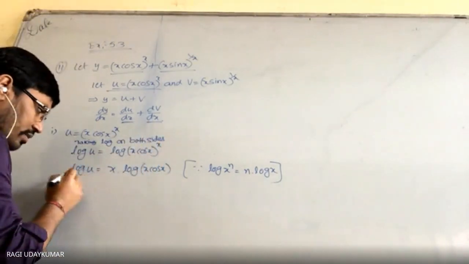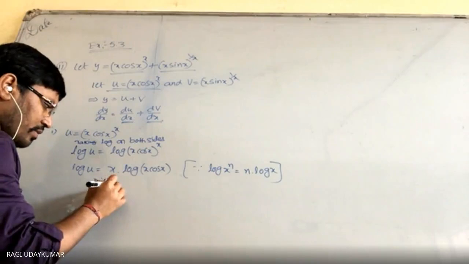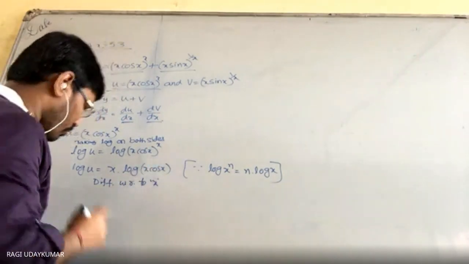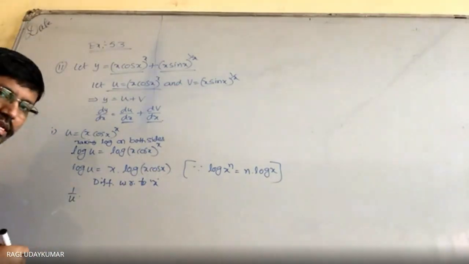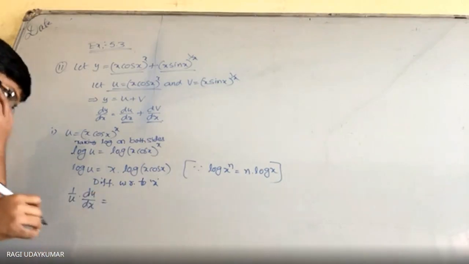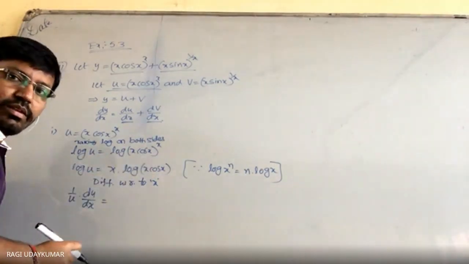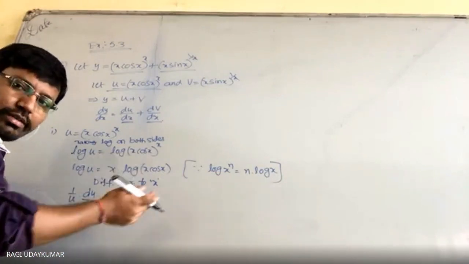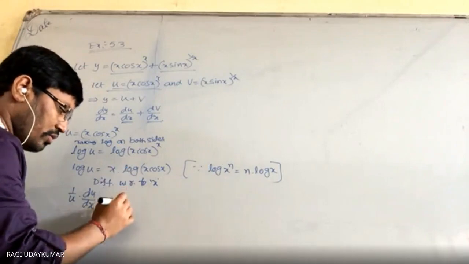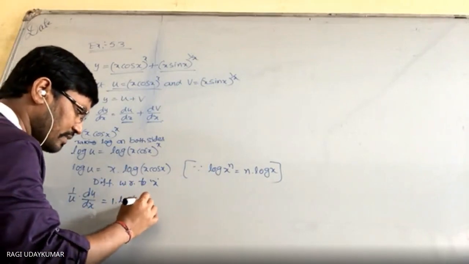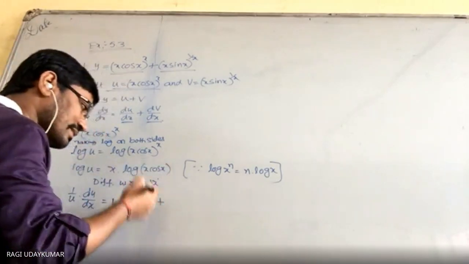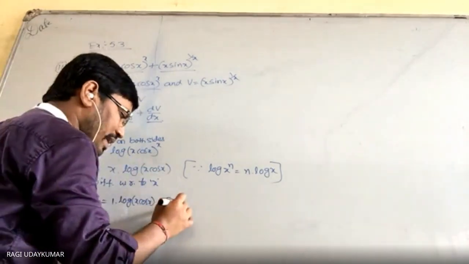So now what do you get here? Differentiating with respect to x. We get 1 by u, du by dx, which is equal to, here this is in the form of uv, so product of the two functions you need to take into consideration. So 1 into log of x cos x plus, log of x cos x differentiation you need to do, and x will be as it is.